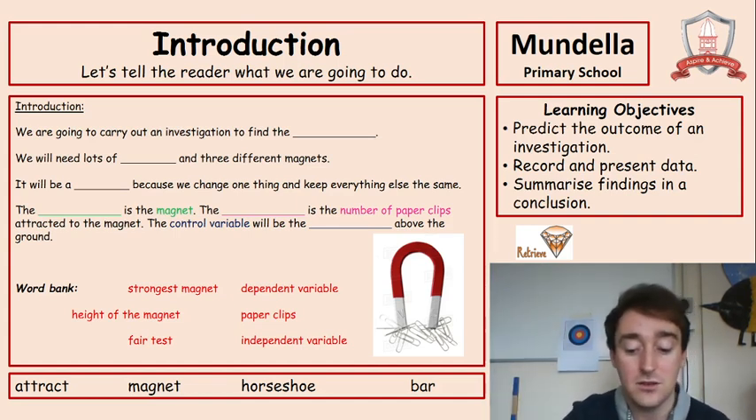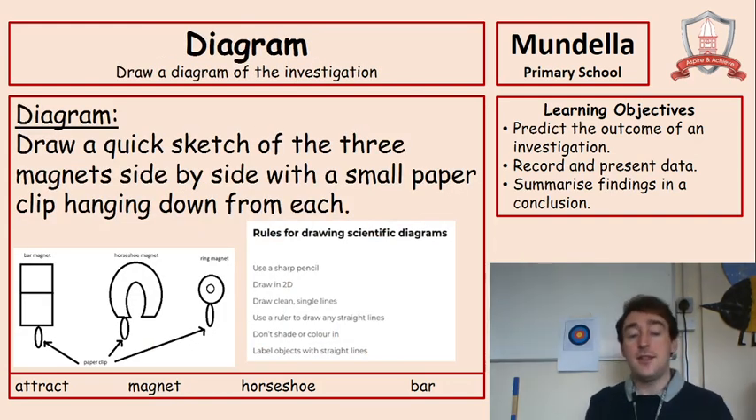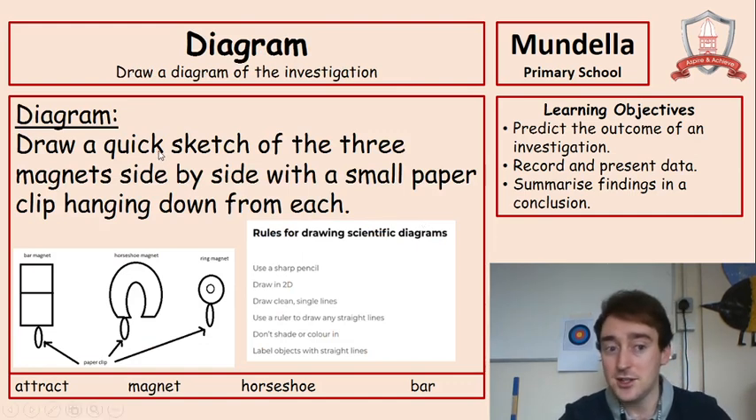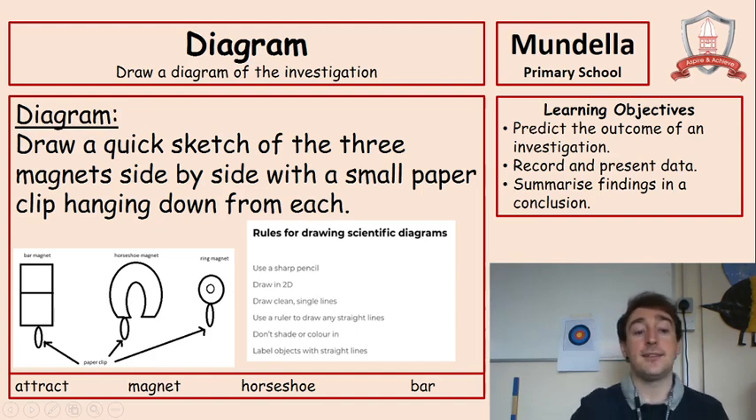3, 2, 1, go. Right, the next thing that we're going to do is draw a diagram. So what I want you to do is in your book, under your introduction, is to write down diagram, underline it, put the colon, and then underneath I want you to draw a quick sketch, very simple, of the things that we're going to need.